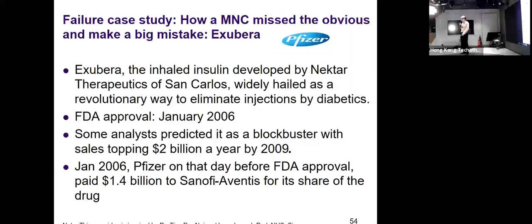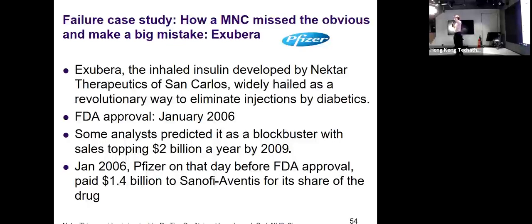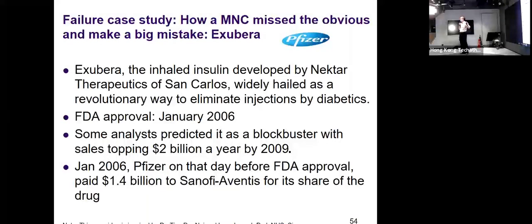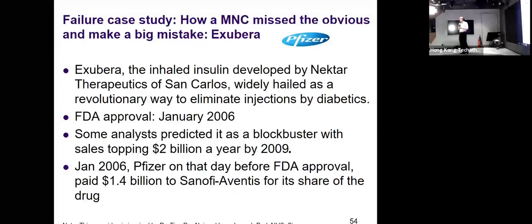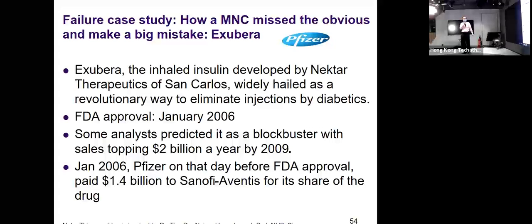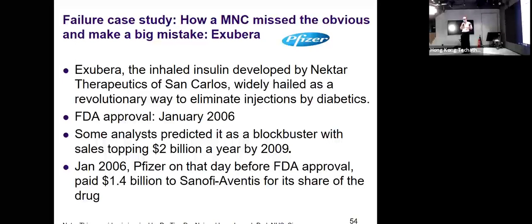Now, let's talk about a failure case. Who has a medical or biology background? If you use the 6 W's properly, you should know Pfizer should not have launched Exubera as a diabetes drug. Why did they do it? I really don't know. So this is the background: analysts predicted that the sales would be $2 billion a year in 2005, with FDA approval in January 2006. So in 3 years' time, somebody predicted it would be $20 billion a year revenue in the market. So that is big, right?